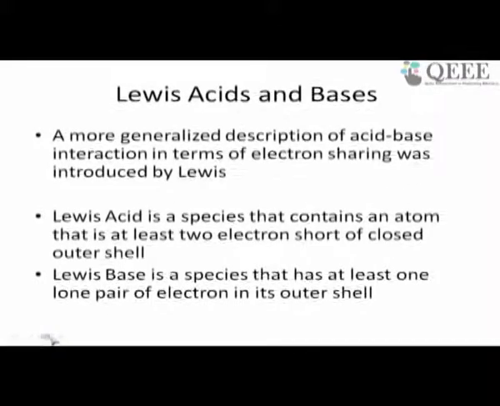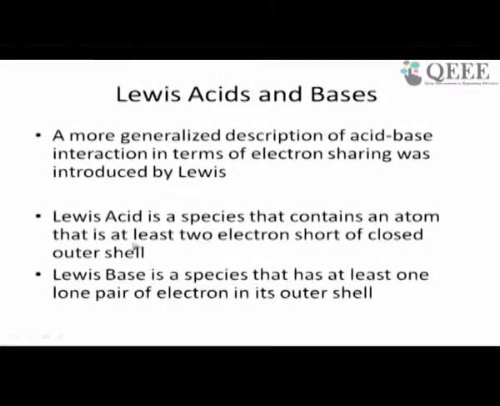There is another generalized approach for acids and bases, in terms of electron sharing. Lewis acid was postulated by Lewis. A Lewis acid is a species that contains an atom that is at least 2 electrons short of a closed outer shell. So a Lewis acid is a species that lacks 2 electrons. For example, BF3 and all these boron compounds inherently lack 2 electrons, because boron has only 3 valence electrons, so it can only form 3 bonds.